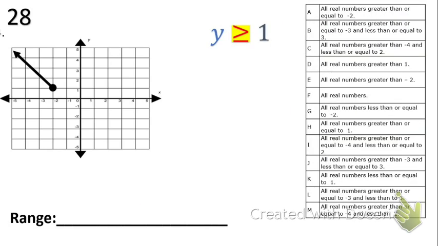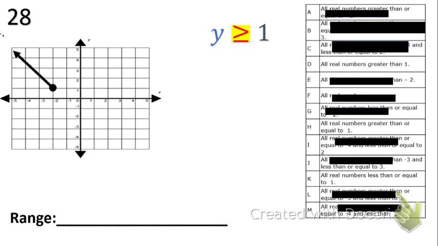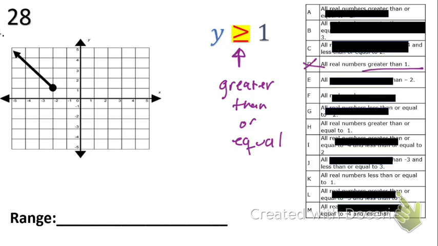All right, now let's do the range. We'll eliminate all the answer choices. Again, this symbol is greater than or equal to. So this is greater, not it. Greater than or equal to, that's it. So the range for number 28 is H.